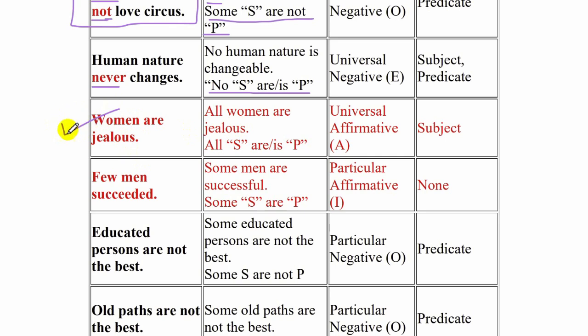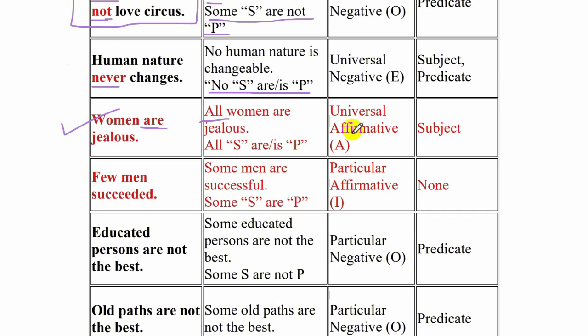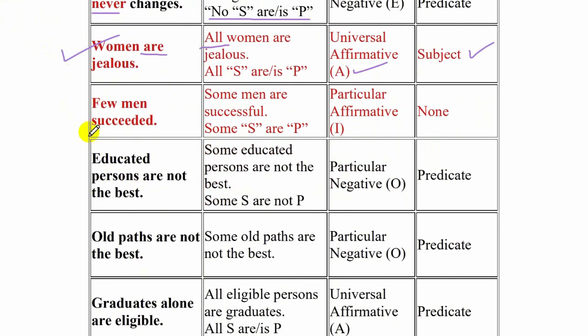Next, women are jealous. Whenever they don't give you a quantifier or the quantity, that is all, some, are not, or no, you have to always state it as they are talking about every woman. All women they are talking about. So all women are jealous. All S is P. You can use any of these words depending on what is there in the sentence. If they're saying are, then you have to use the logical format all S are P. It is a universal affirmative A type proposition, we know that. And in this, the subject term is distributed.